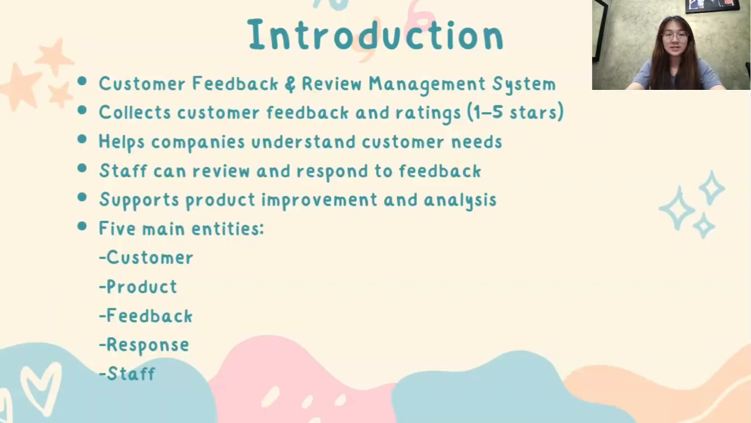This allows staff to understand customer satisfaction, identify areas for improvement, and analyze product performance based on feedback and ratings. The system consists of 5 main entities: customer, product, feedback, response, and staff. Each entity has a primary key to uniquely identify records, ensuring the data is well organized and easy to manage. Thank you. Now I will pass it to Yan Han.